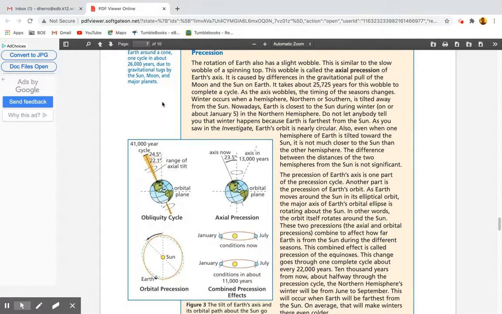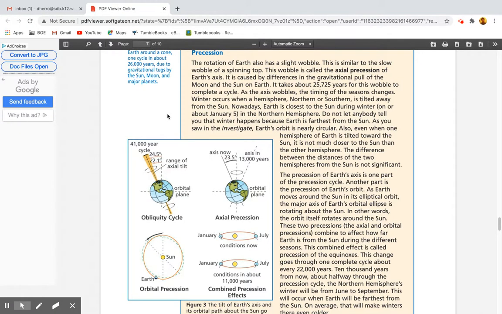Winter occurs when a hemisphere, northern or southern, is tilted away from the Sun. Nowadays, Earth is closest to the Sun during winter, on or about January 5th. In the northern hemisphere, do not let anybody tell you that winter happens because Earth is farthest from the Sun.